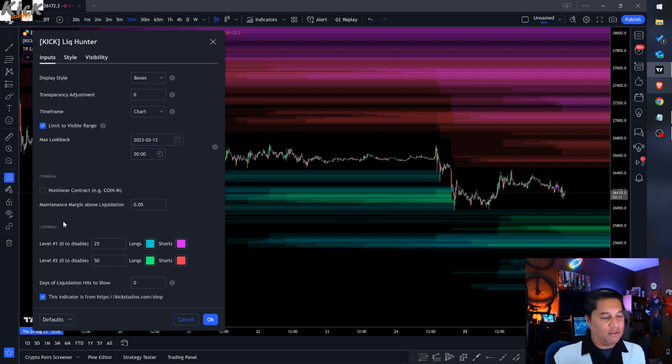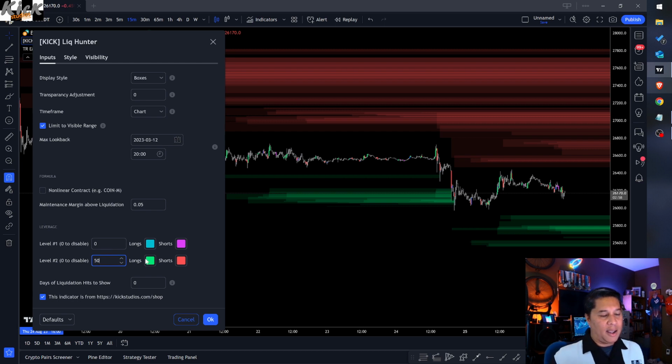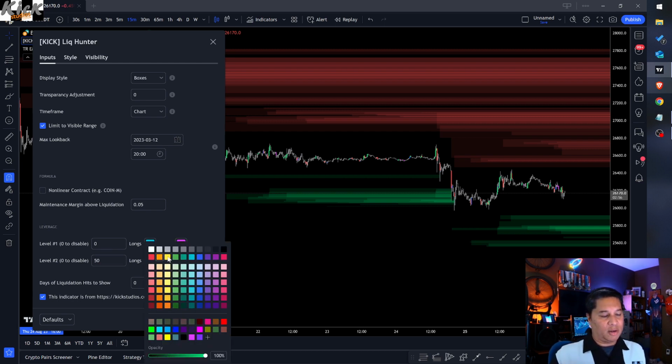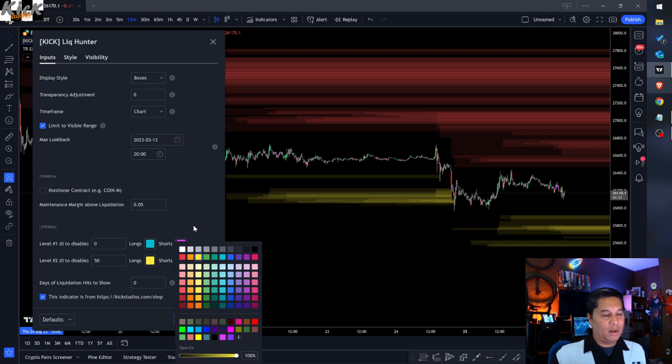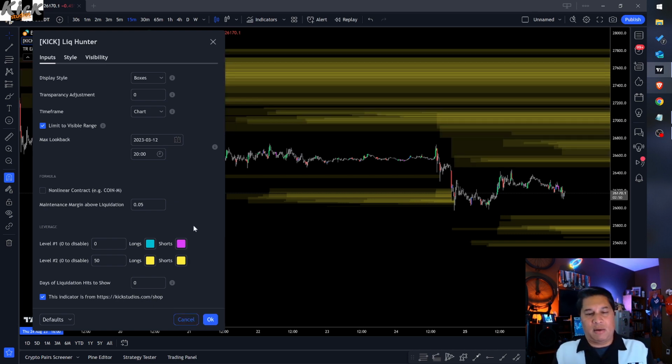For me, I just prefer to show one at a time, so you can set either one of them to 0. Let's say I set this one to 0. Then that would only leave the 50x's behind. A lot of times I even like setting both of these to the same neutral color, because to me, it doesn't really matter, I can tell if it's above or below the price. So you can play with all of those.